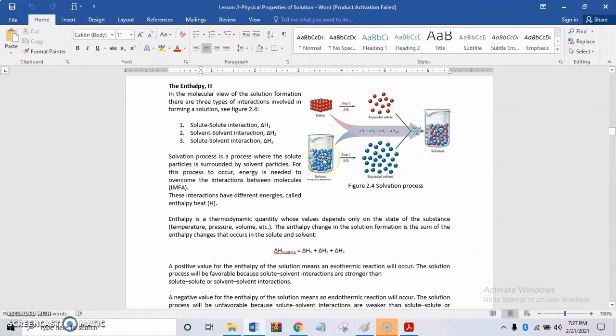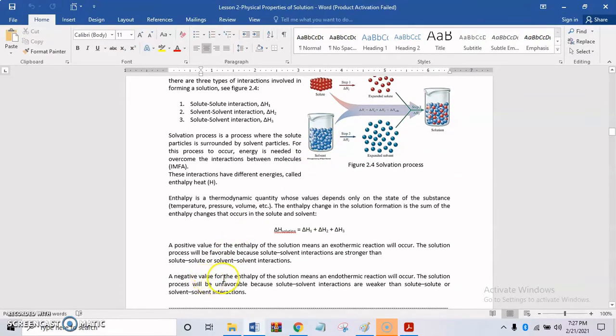interactions. Next, a negative value for the enthalpy of the solution means an endothermic reaction will occur. Endothermic means cold, or the temperature of our solution is below its normal temperature. The solution process will be unfavorable because the solute-solvent interaction is weaker than the solute-solute and the solvent-solvent interactions.